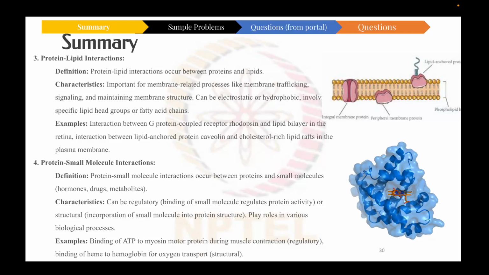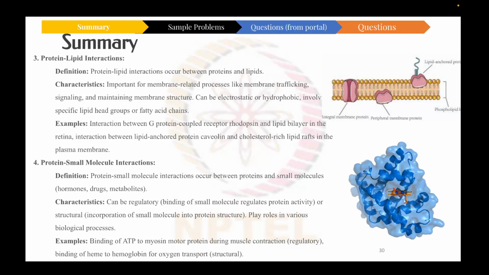Electrostatic interactions occur between charged amino acid residues on the protein and charged lipid head groups in the lipid bilayer. Electrostatic interactions contribute to the association of peripheral membrane proteins with cell membranes, and hydrophobic regions of proteins interact with the hydrophobic tails of lipid molecules, stabilizing protein-lipid complexes within the lipid bilayer. These interactions are essential for insertion and anchoring of integral membrane proteins.